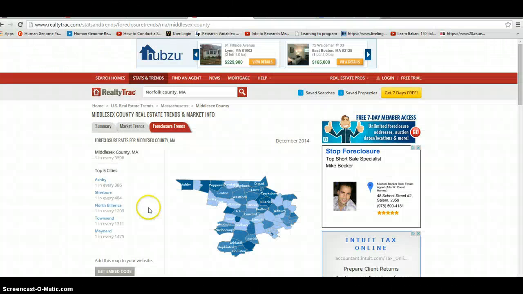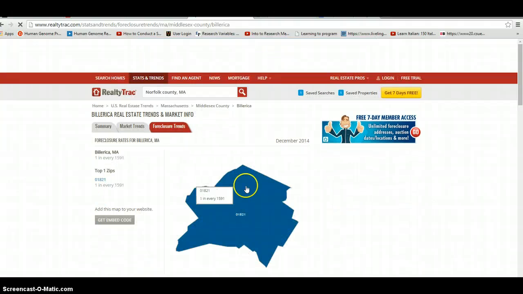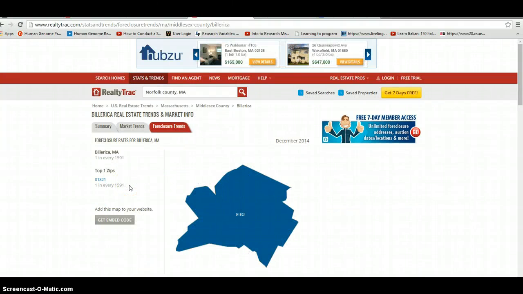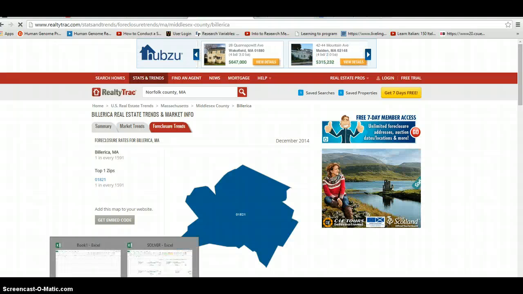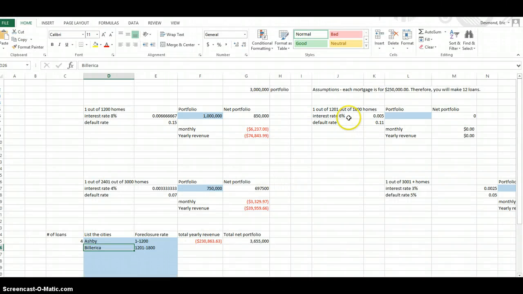We go into Billerica, Mass, and Billerica is, you can see it right here, 1 in every 1591 homes goes into foreclosure. So it's going to fall into this category right here, Billerica. So let's say we're making two. Do we make 2 mortgages into this? That's going to be $500,000. And that's what it does for us right there.